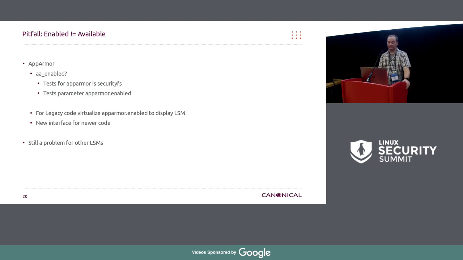So what do we do? We change AppArmor a little bit. So the aa_enabled, the security parameter and AppArmor enabled, it gets virtualized by the display LSM as well. So the old code that's checking this will see, hey, I'm not enabled, if the display LSM is not set. That fixes this problem.